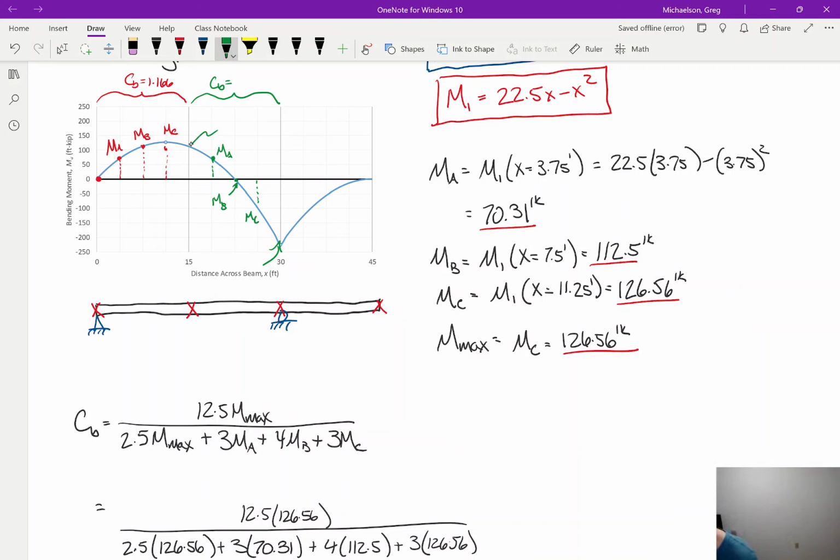And I can just look at this graph and tell you that that moment up top is smaller than the one down at the bottom. The one down at the bottom is going to be pretty big. Okay, so Mmax is going to be right there.